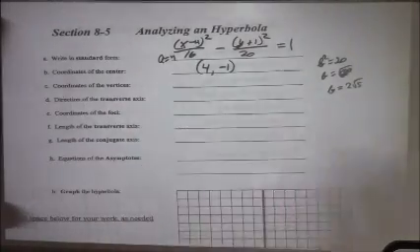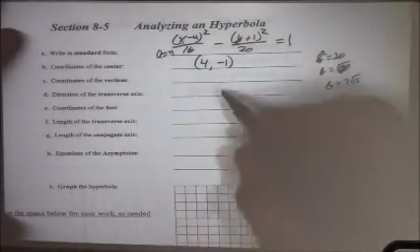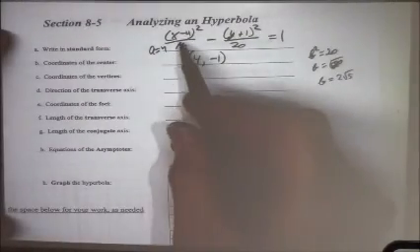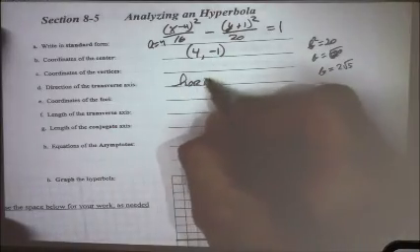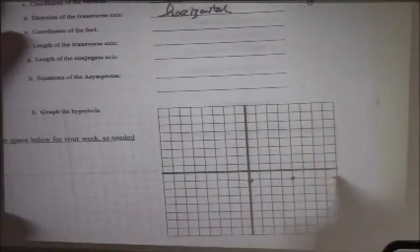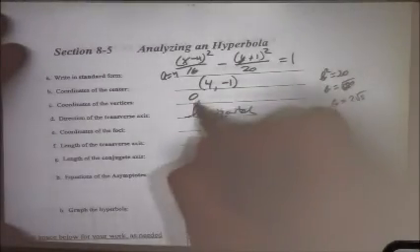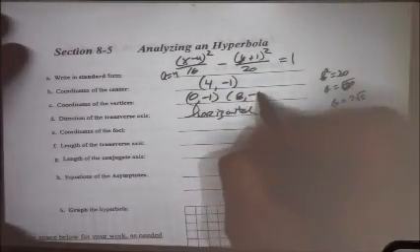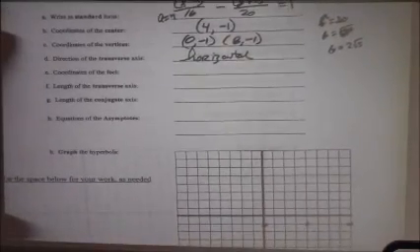Coordinates of the vertices. Well, I don't need the b for that. What I need is to find which way I'm going. Because we're underneath the positive x, the transverse axis will go horizontal. And we're going to go out a distance of 4 both ways, here and here. So the vertices are at (0, -1) and (8, -1). Those are the vertices.